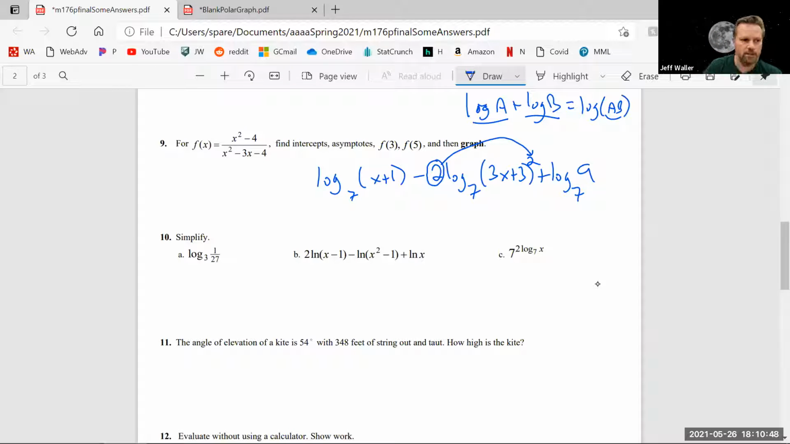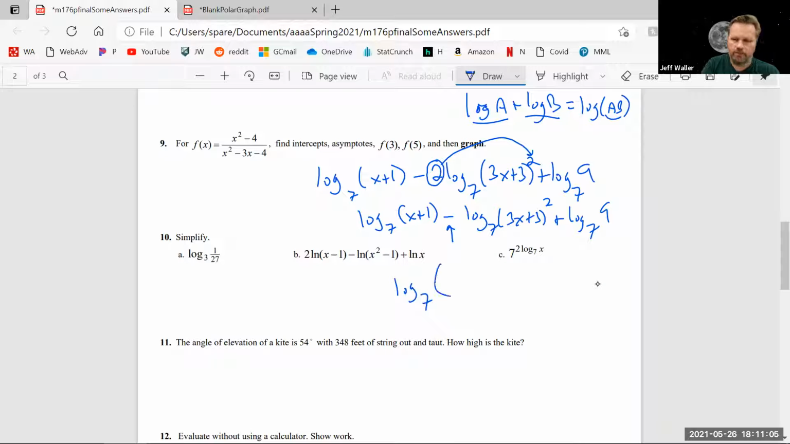Be jealous. So now I've got minus log base 7 of 3x plus 3 squared plus log base 7 of 9. Okay. So what's that mean when I subtract 2 logs? How can I rewrite that? What does it mean if I'm going to subtract 2 logs? Divide. Adding them means the log of the product. So subtracting them means the log of the quotient, the log of the division. So it'll be log base 7 of x plus 1 over 3x plus 3 squared.